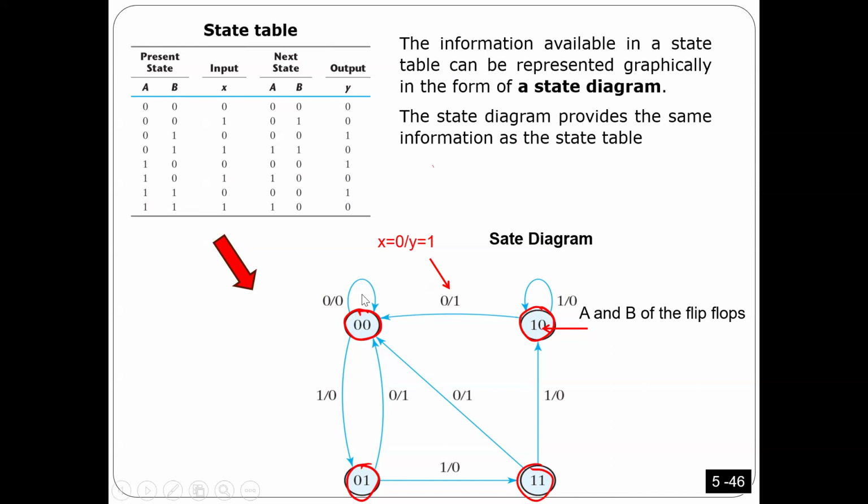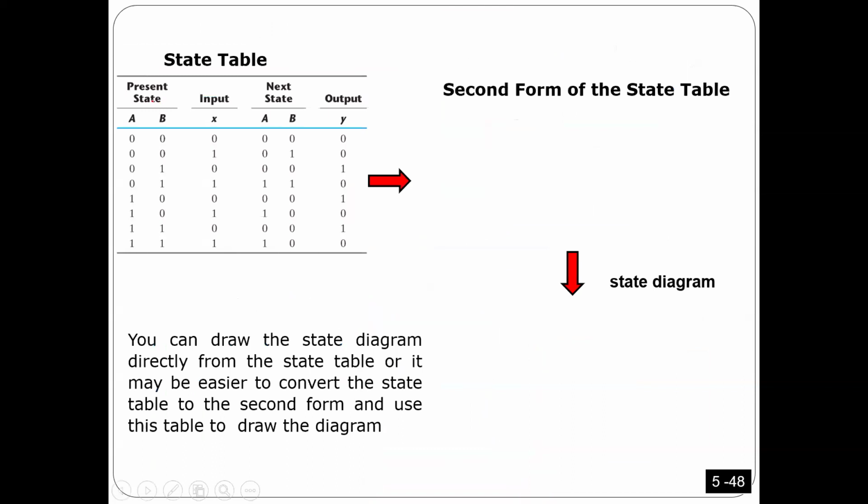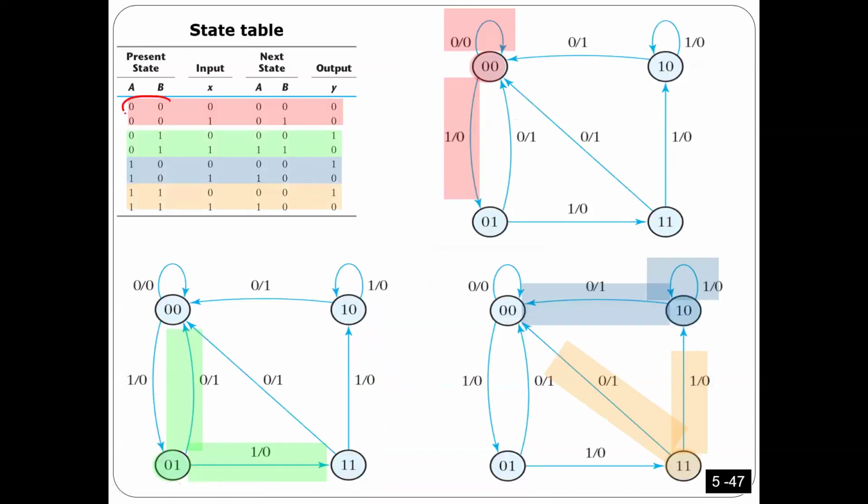Now, how can we make these transitions? I can make this transition just from here. Let's see how it works. For example, here I'm using colors. If you look at the first one here, guys, if I'm in state 0, 0, the next state is 0, 0, and Y is 0. How can I draw this one? Look here, guys. If I'm in state 0, 0, the next state is 0, 0. So I have to draw it this way. So we have 0, 0, and the next state will be 0, 0. This is if the input is 0 and the output will be 0.